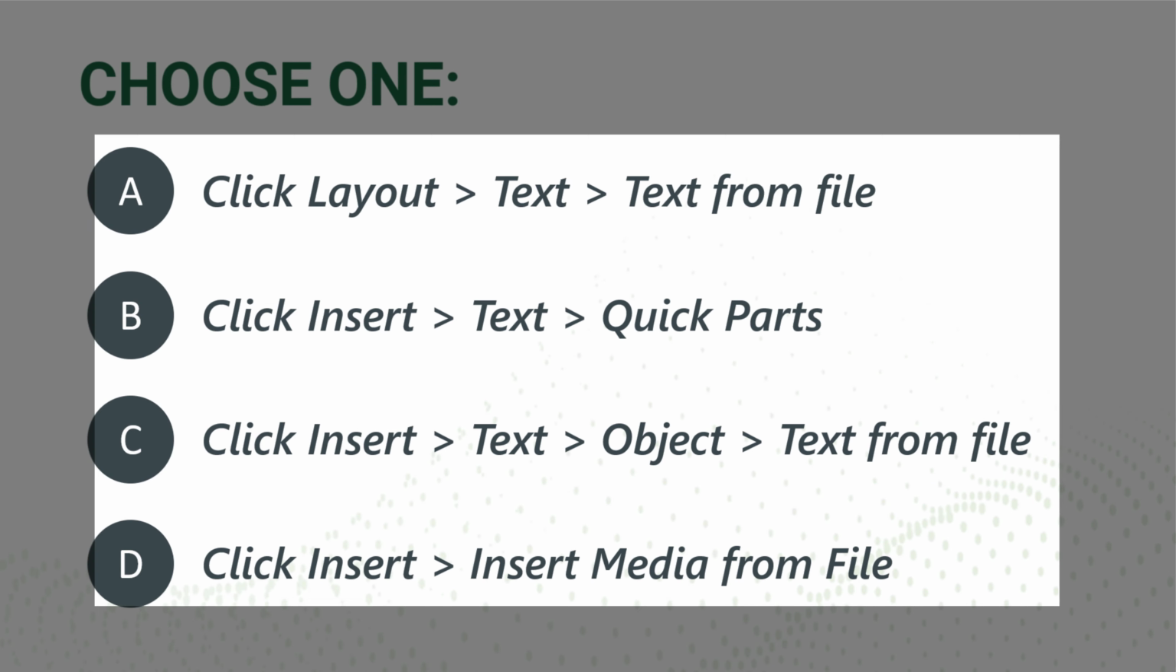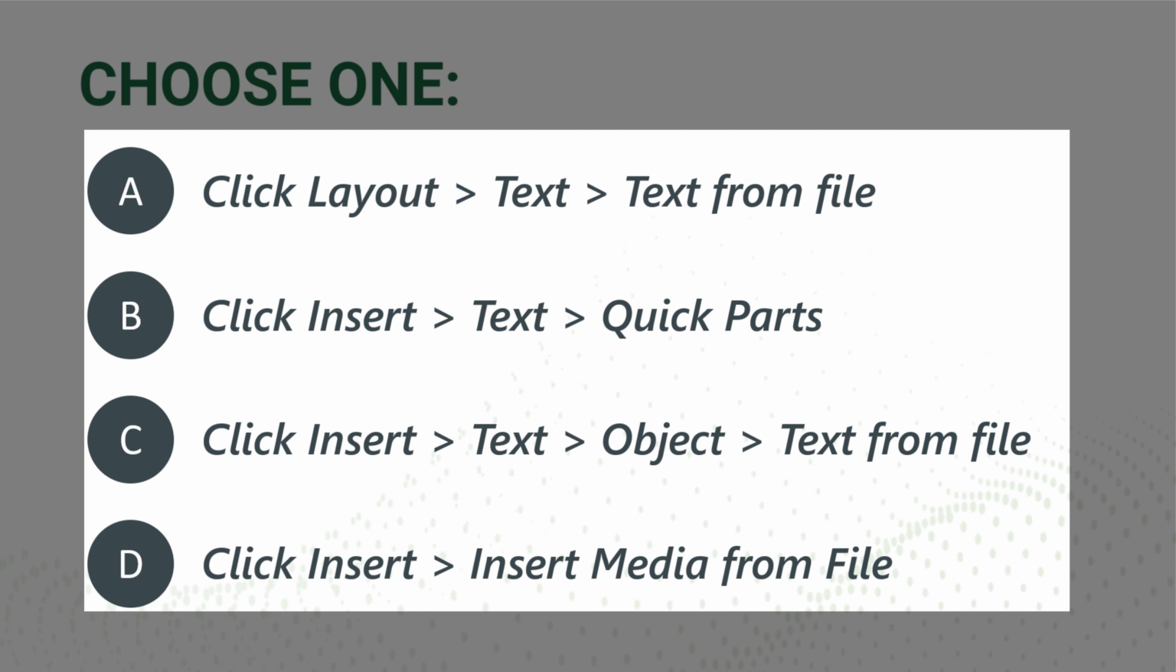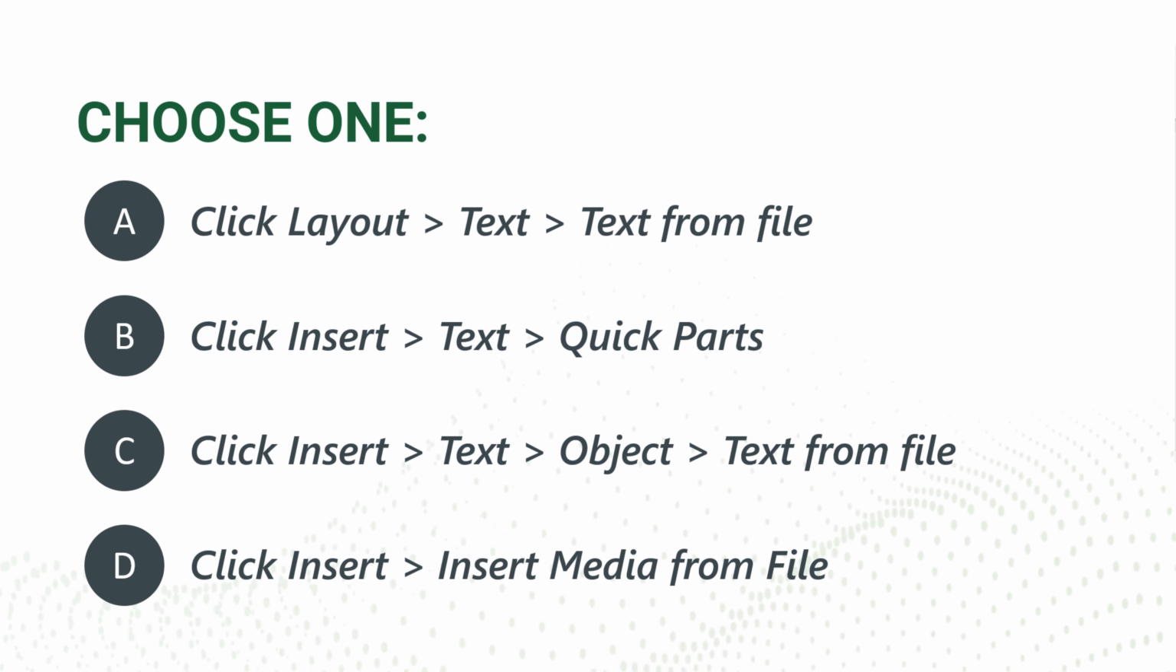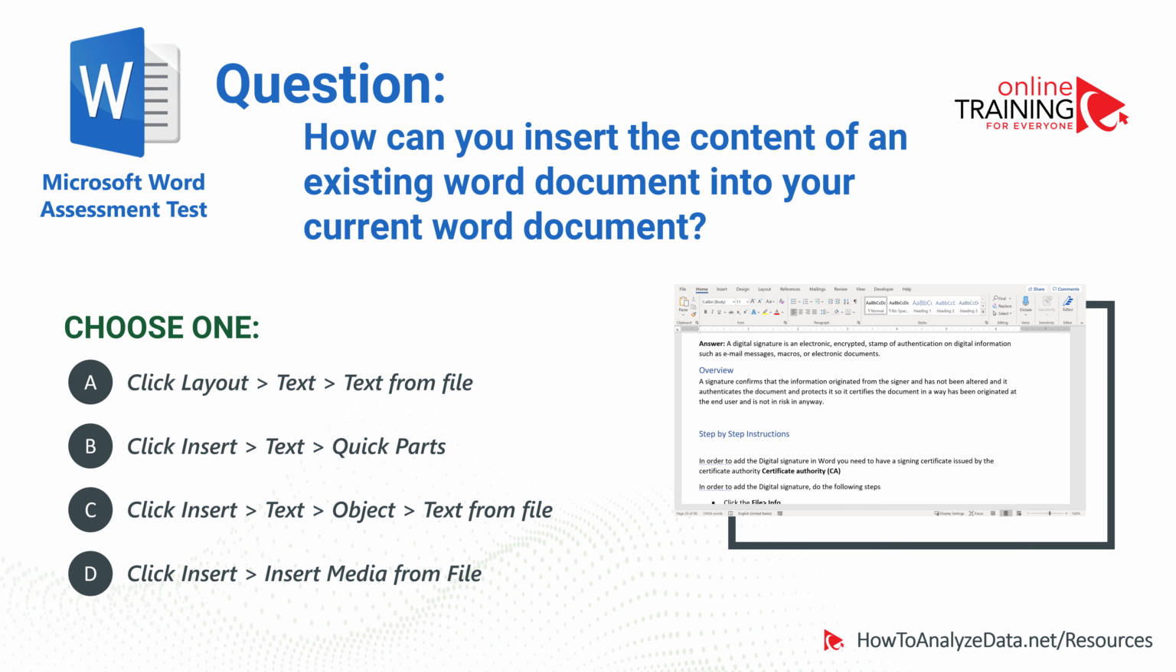Choice A, click Layout, Text, Text from File. Choice B, click Insert, Text, Quick Parts. Choice C, click Insert, Text, Object, and Text from File. And in the last choice D, click Insert, Insert Media from File. Let's see if we can get to the right answer here together.